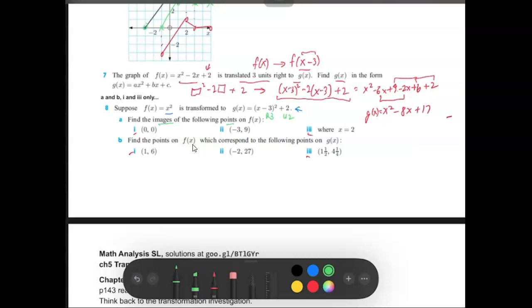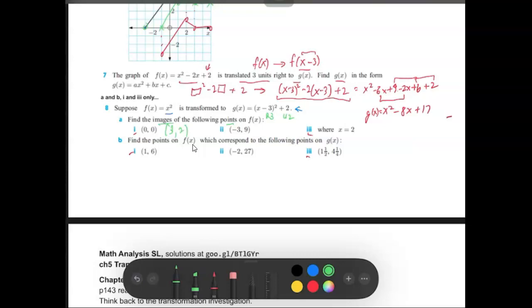An image of the point, it makes it sound like it's just the point. But image of the point means the point after it's undergone the function transformation. So for example, in this case, we start out with 0, 0. After it goes through this transformation, 0, 0 is going to be moved 3 to the right and 2 up. So it'd be 3, 2, right?